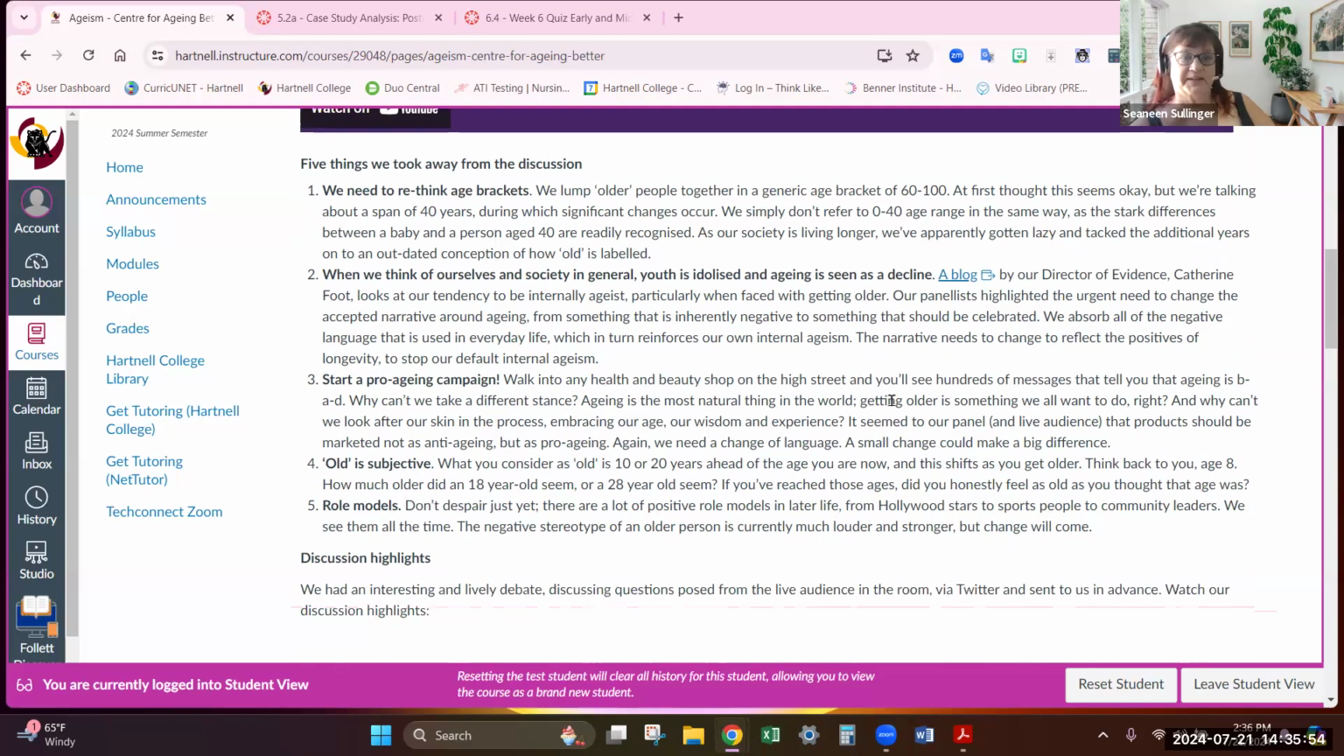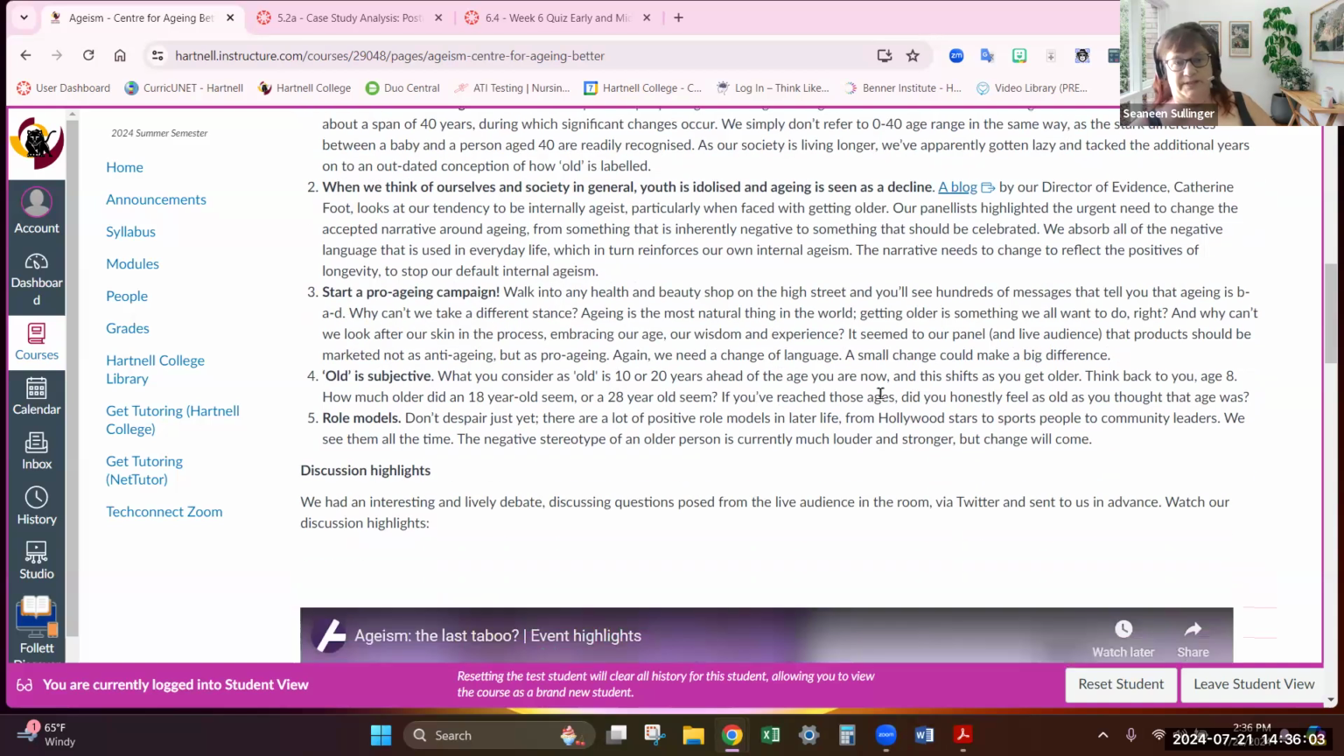A pro-aging campaign, I think that's a good idea. And old is subjective. You're only as old or young as you feel. And then having role models. So for example, for your assignment for this particular lesson, I have a picture of Betty White. She lived to a ripe old age and was just an amazing person. I think if we look at those people as our role models, that's great.